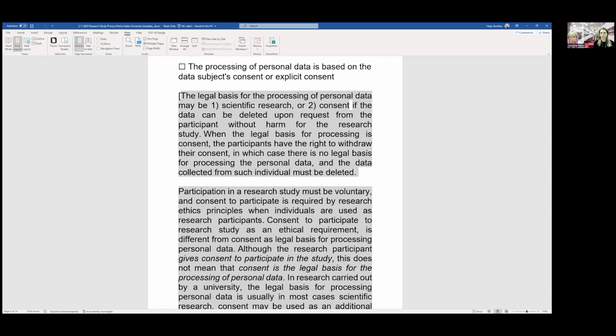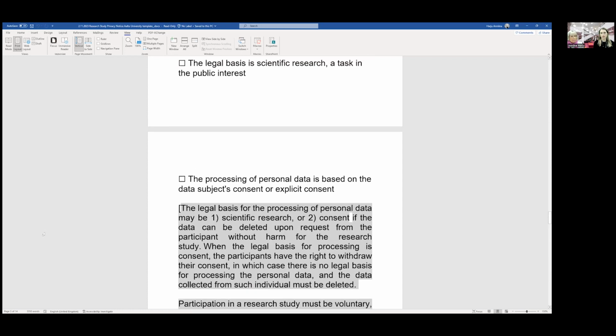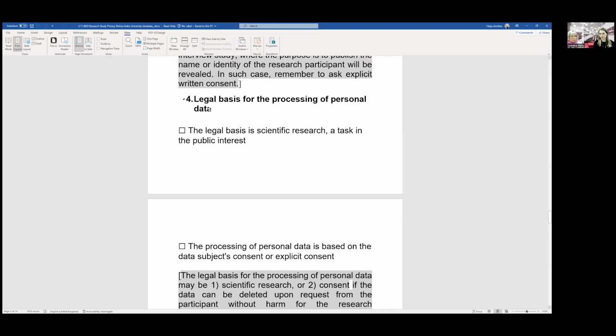So therefore, for scientific research, we usually advise, if you can, use the scientific research task in the public interest as the legal basis. But this is for researchers employed by Aalto University. In the GDPR there are many other options as well. These are not the only ones that GDPR has listed, but we try to make this easy for you and only provide 2 options.